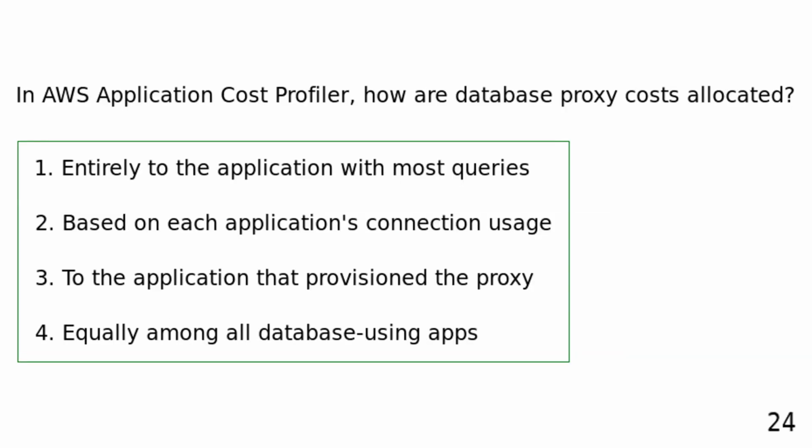In AWS Application Cost Profiler, how are database proxy costs allocated? Entirely to the application with most queries. Based on each application's connection usage. To the application that provisioned the proxy. Equally among all database using apps.